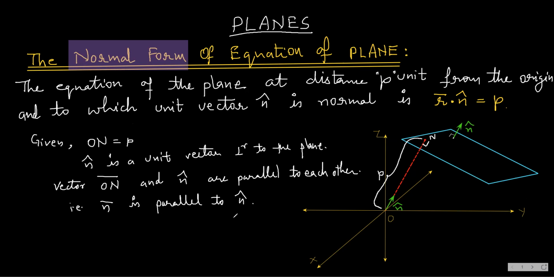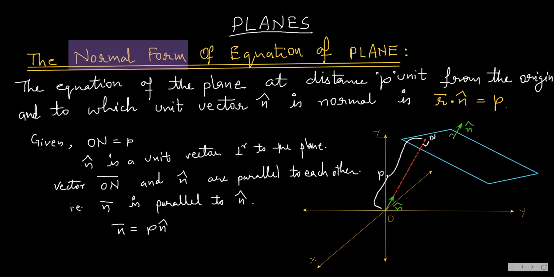And what I notice, if two vectors are parallel to each other, one vector is a scalar multiple of the other vector. What is it? n bar is p n cap. Guys, look at this, students. n bar, this is n bar from here to here. What is n bar? n bar is p times n cap.